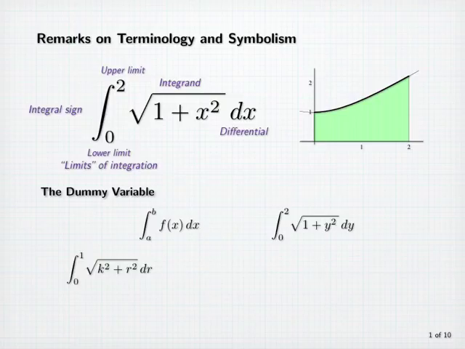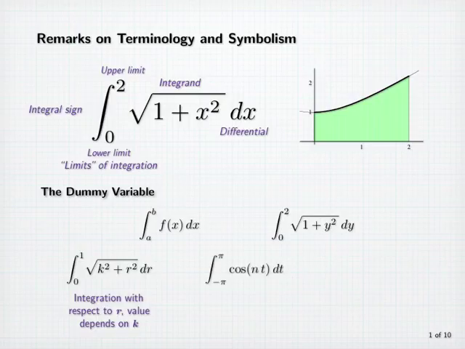For instance, in the integral from 0 to 1 of the square root of k squared plus r squared dr, the dr indicates that the integration is done with respect to the variable r, treating k as a constant, and so the resulting value will be a number that depends on k.